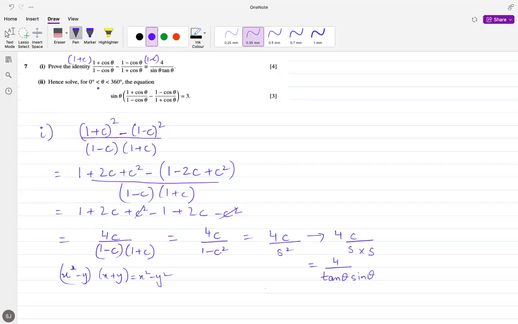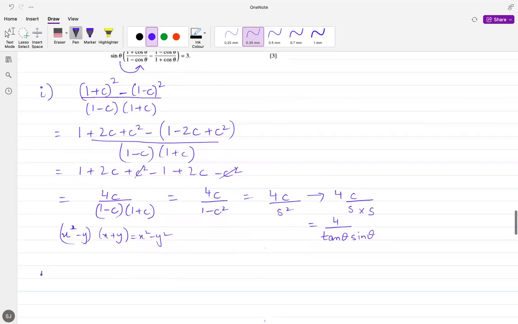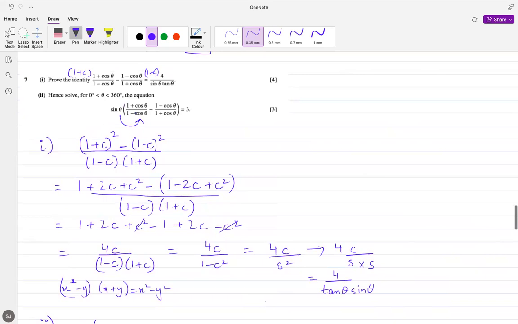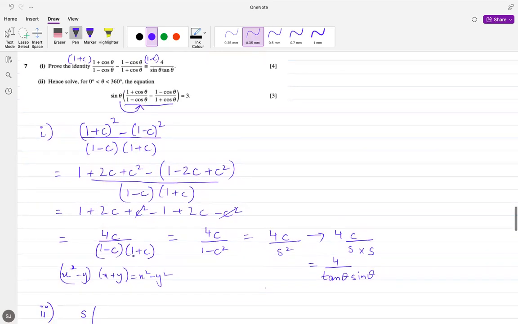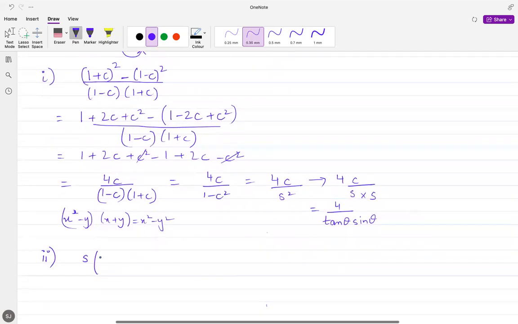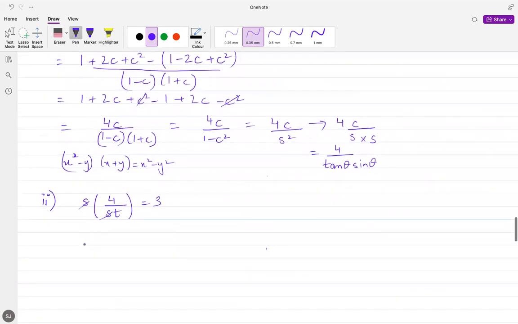In part 2, we have to solve the equation sine multiplied by the term that we had to prove in the identity, and this is equal to 3. So in part 2, it is sine multiplied by, now we had proved that this whole bracket is equal to 4 upon sine tan. So in place of this, we will replace it with 4 upon sine tan, and this is equal to 3. Sine and sine will cancel. So tan theta will be equal to 4 upon 3.